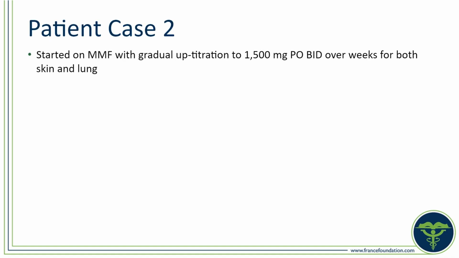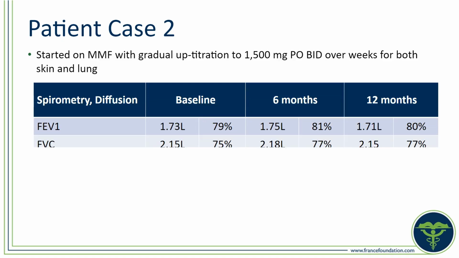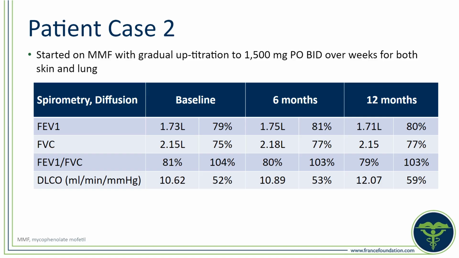England. So our patient was started on mycophenolate with a gradual up titration to 1,500 milligrams twice daily over weeks, and this was started for both her skin and her lung. And as we've monitored her breathing tests, shown here on the left with the baseline PFTs, and then again at 6 months and 12 months, you can see that the spirometry continues to remain normal, and there is a mild increase in her diffusion capacity, going up to 59% at 12 months.